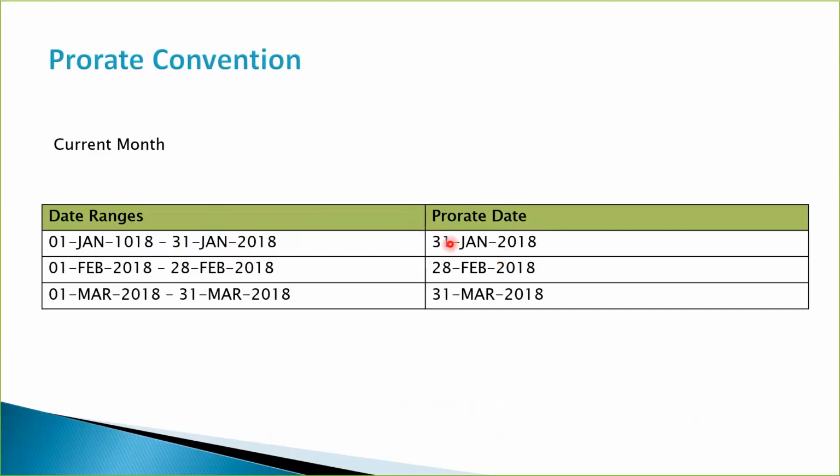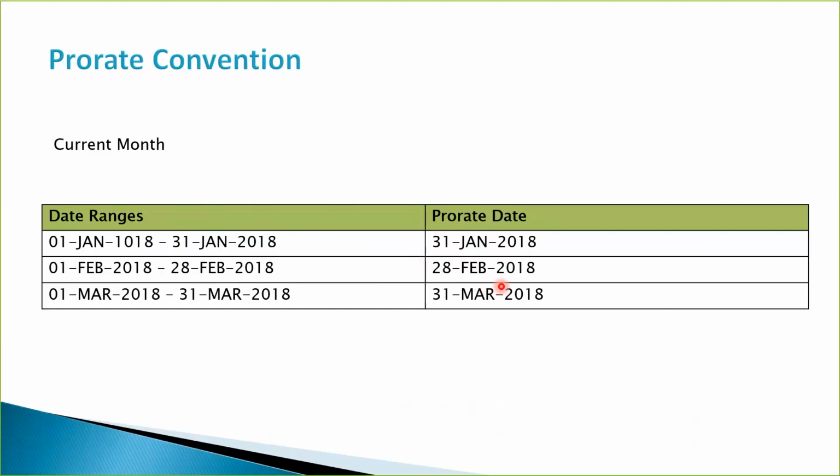Another example: if the date placed in service for a particular asset is February 17th, you input that date placed in service, and according to your convention, the prorate date is 28th February. So using this prorate date, the system will know when to start calculating the depreciation.